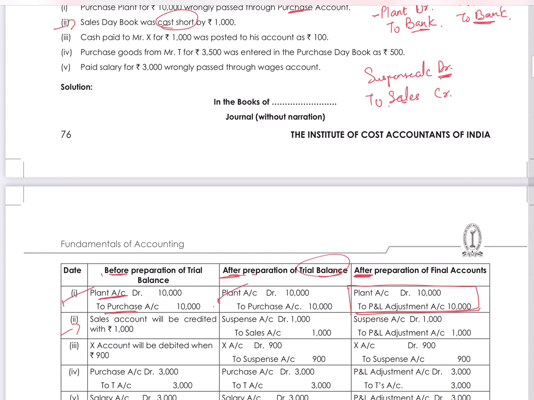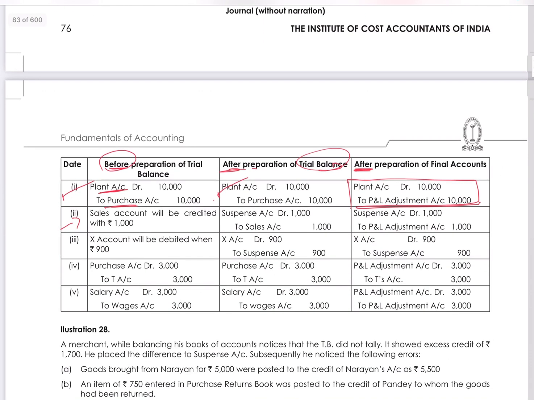So before preparation of trial balance, you just rectify. Sales you are shown short, so you credit sales. But after preparation of trial balance, the trial balance is ready, which means it is tallying. To tally, we have to give an equal amount of debit for the sales, and we don't know whether it is cash or credit. So we will debit suspense account. So in this we are debiting suspense account to sales.